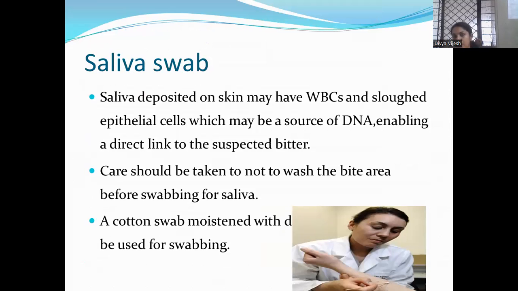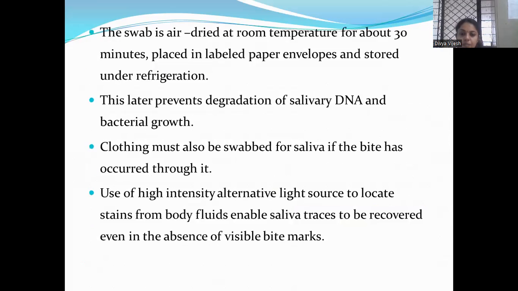So, DNA analysis of the teeth, then what about the bite marks? Then we can collect saliva swabs also. Saliva deposited on skin may have WBCs and sloughed epithelial cells, which may also be a source for DNA, enabling a direct link to the suspect. Care should be taken not to wash the bite area before swabbing for saliva. A cotton swab moistened with distilled water should be used for swabbing.